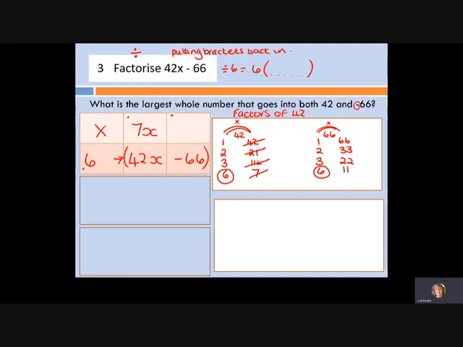Now, 6 times what makes 66, or 66 divided by 6? So I think that's right. That actually gives you an answer of 11. But what we do have is we've got negative 66. Because 6 times 11 is 66, 6 times minus 11 will give us minus 66. So there you go. You've got your answer there. So hopefully that helps.